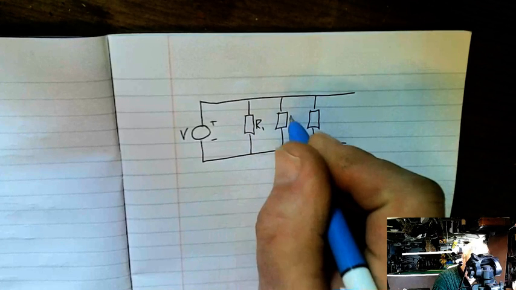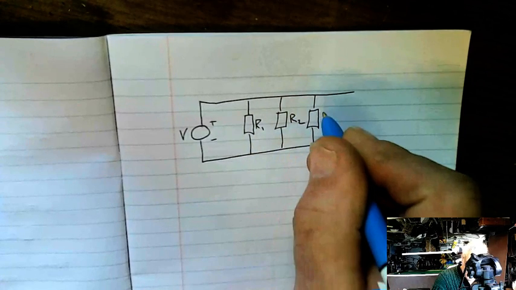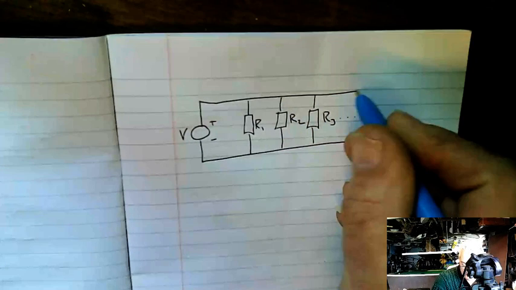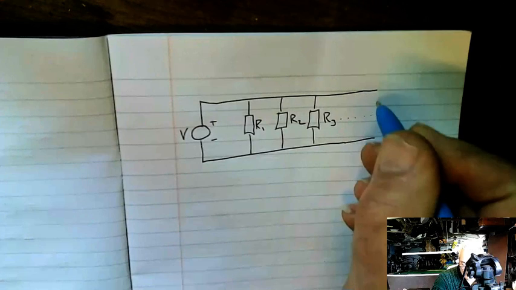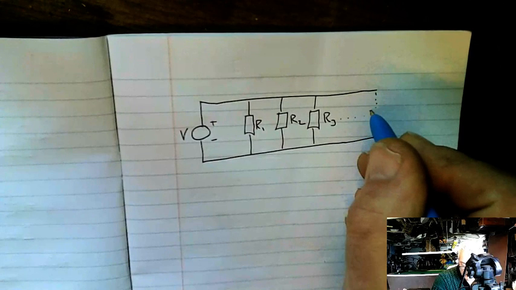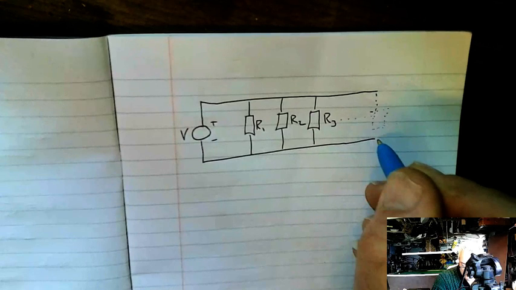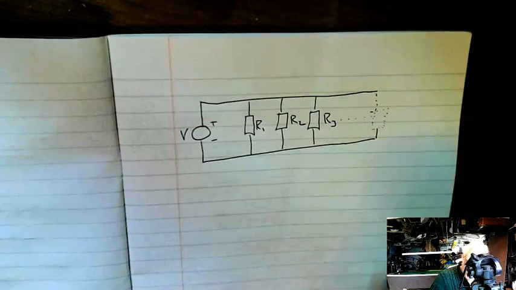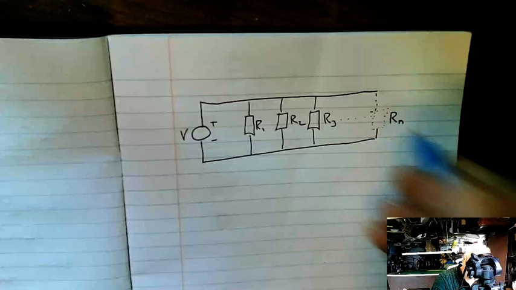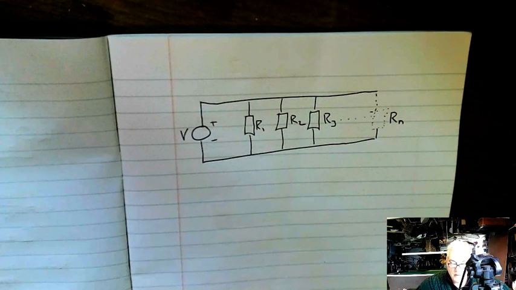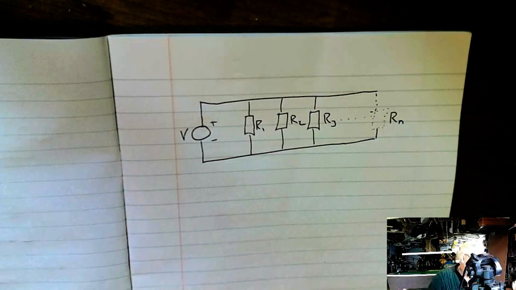R1, R2, R3. Now, as in maths, dots mean you can't be bothered to draw the rest, and I'm going to draw this as a dotty one as well here. Not a very well drawn resistor, it's a bit fat on one side. So, R to the N. What we're asking here is we want a formula that gives us the total resistance, R total, for all of those resistors in parallel.